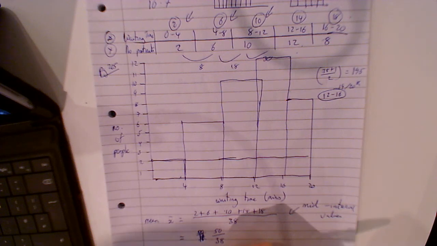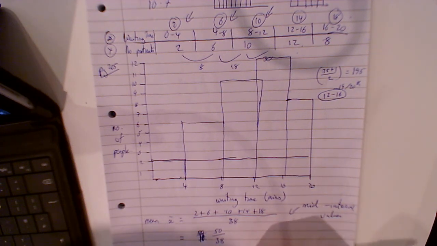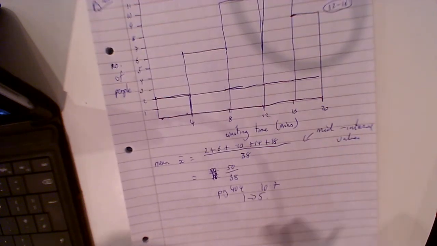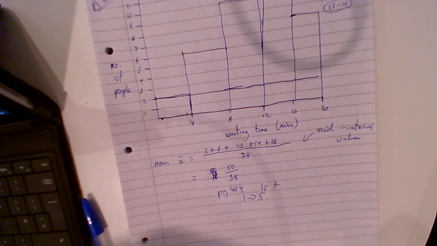So your homework for tonight is page 404. This is 10.7, question 125. Enjoy this easy work while you have it, because it's going to start to get a little bit harder.